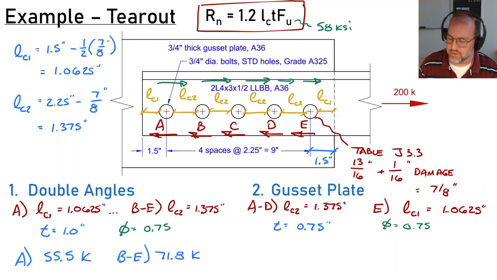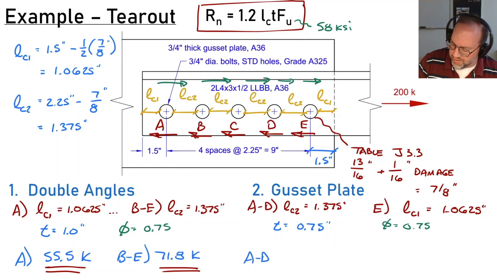So obviously those ones are going to be higher because it has a further distance to travel to the closest edge. Now that will of course switch around when we look at the gusset plate. So A through D are going to have a capacity of 53.8 kips, and bolt E is then going to have a capacity of 41.6 kips.